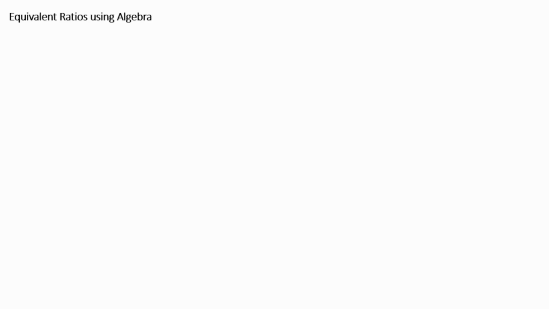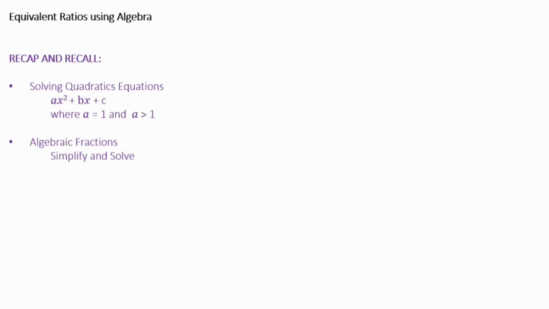In this video, we are going to be looking at how to use algebra in order to find equivalent ratios. But before we look at this, we need to make sure that there are a few topics which we are confident with. The first one is solving quadratic equations, both in the form where our coefficient of x squared is equal to 1, as well as when the coefficient of x squared is greater than 1. The second topic that we need to be confident with is solving and simplifying algebraic fractions. So if you're not confident with any of these topics, I will put a link in the description box for you to have a look at.